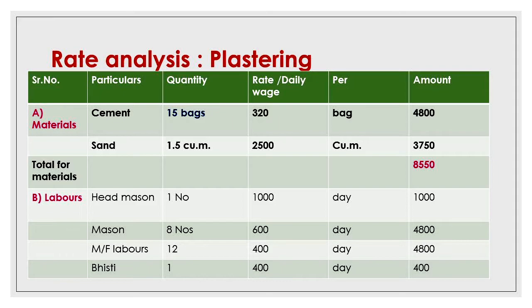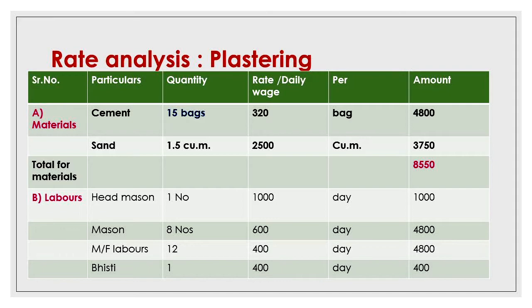Then we will go for the second part, B part, that is called labors. Head mason we will consider 1. Daily wage for head mason is 1,000 per day. So amount payable to head mason will be equal to 1,000. Then we have got 8 masons. We have assumed the daily wage of one mason is 600 per day. So 8 into 600, that comes to 4,800.